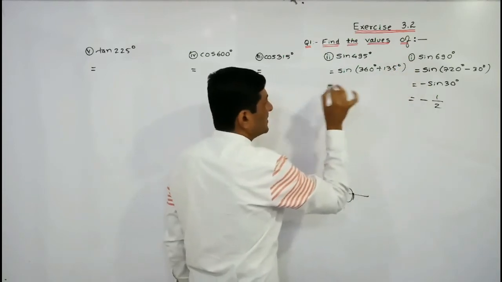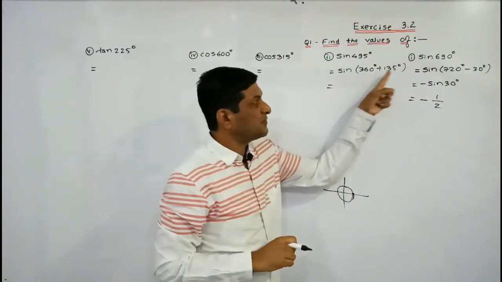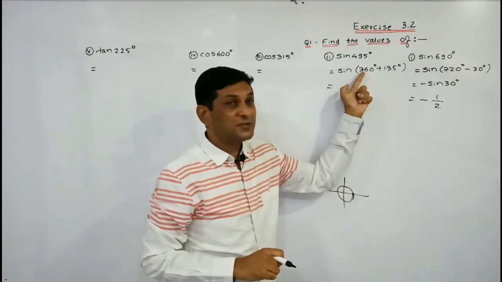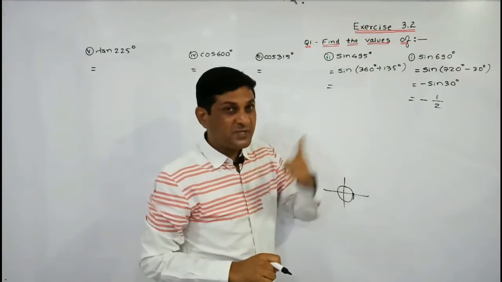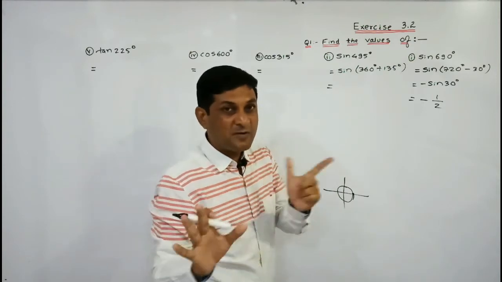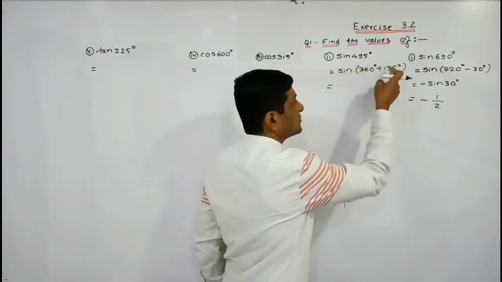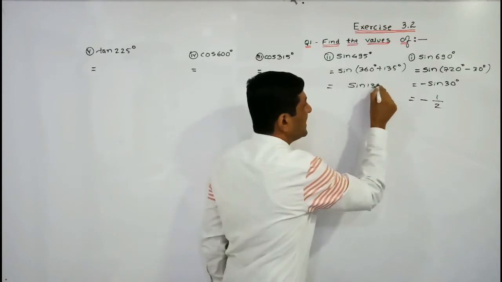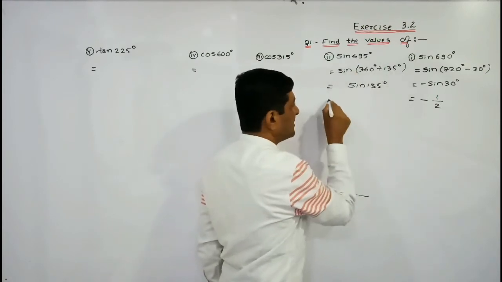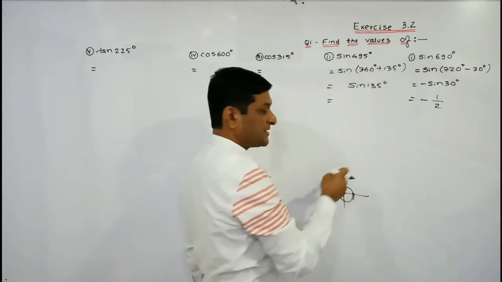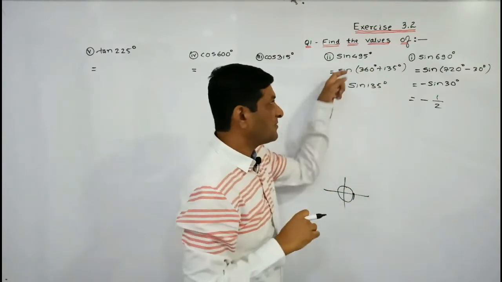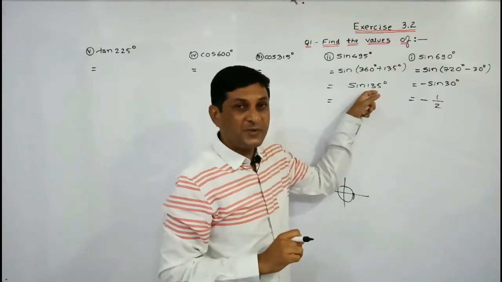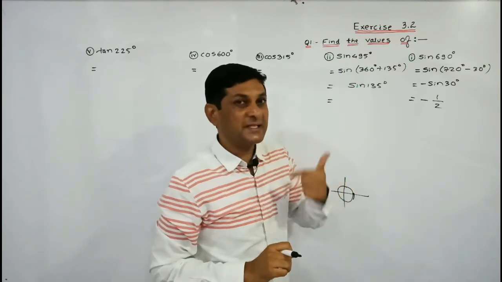So 360 plus 135 will be equal to 495. Now here, first term is what? 360 means 2 pi, and if the first term is 2 pi, the value of the trigonometric function does not change. What result are we getting? Sine of 135 degree. Sine theta, theta is 135 degree, and 360 plus means first quadrant, and in the first quadrant the values of all trigonometric ratios are positive. Again we can observe that this angle is not less than 90.